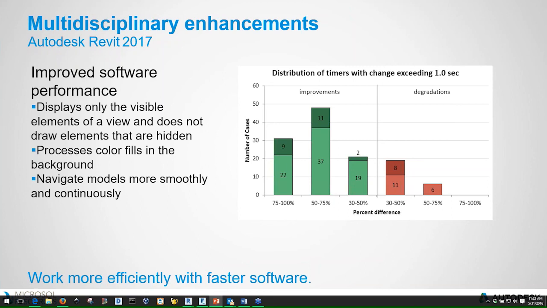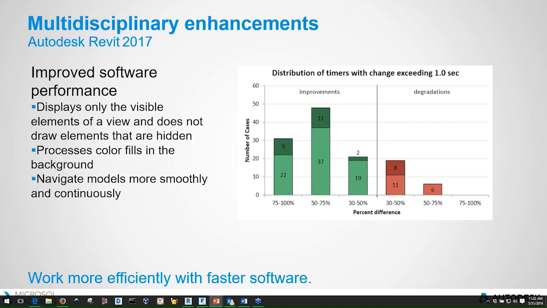So yes, as you can see on the slide, there are some changes with how Revit processes color fills, how it displays elements or does not display elements, and all in all, it turns out that you can rotate or orbit the view, you can pan the views a lot more quickly. You don't have to say okay to a tool and then wait around for 2-3 minutes for everything to be done.